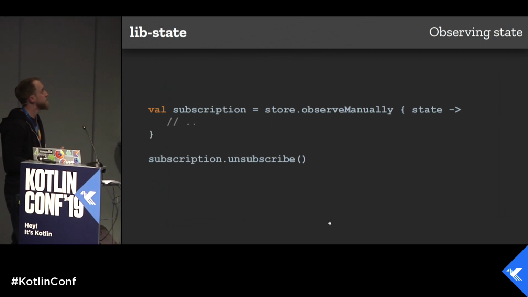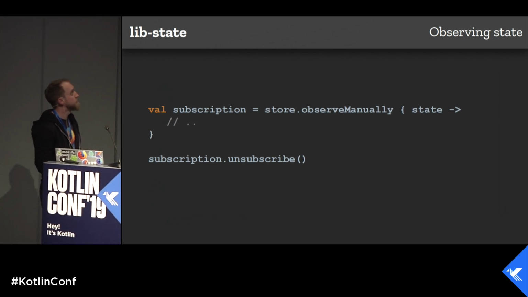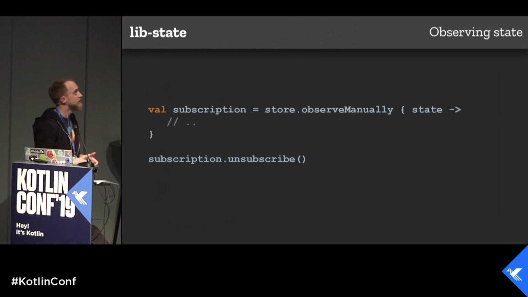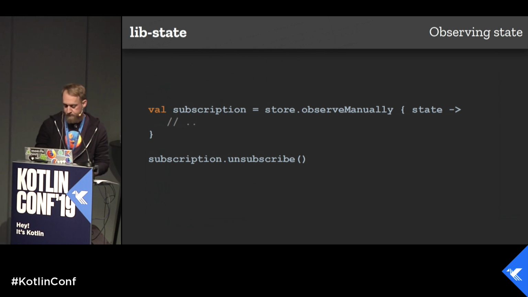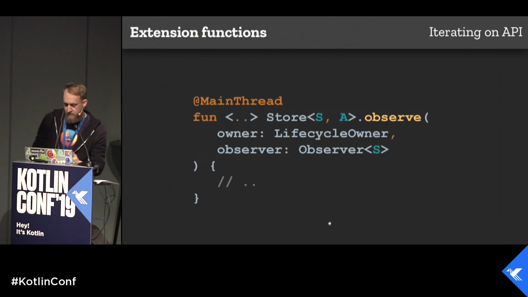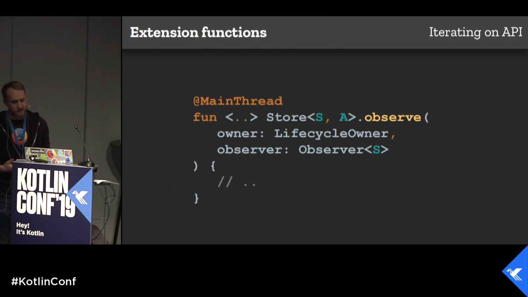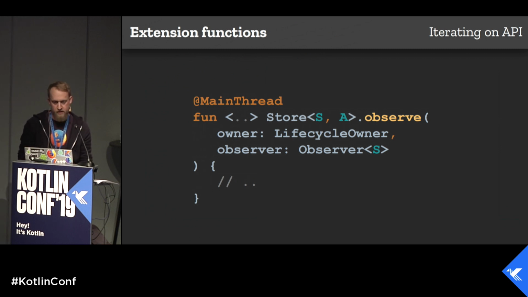If you use this API, it roughly looks like this. You call store.observe manually, you pass in a lambda that will get invoked for every state, and then you update UI or whatever you want to do with the state. And then at some point, you call unsubscribe. I mentioned this API is very verbose. It works in a lot of use cases, but it's not nice to use. So we looked at options to make this better.